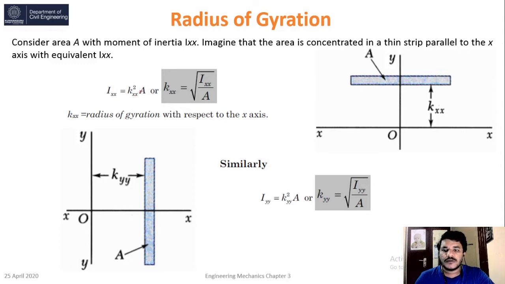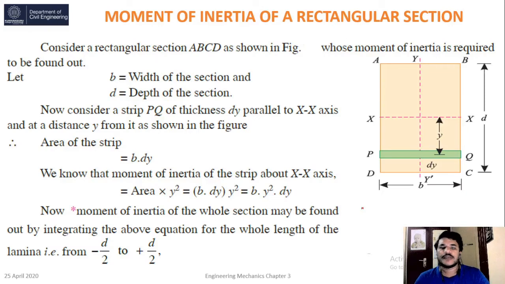You can bring the root to the left hand side, and you will get kxx equal to root of Ixx by A. Similarly, about the y axis, kyy equals root of Iyy divided by the area of the cross section, where Iyy is the moment of inertia about the y axis. So this is all about radius of gyration.